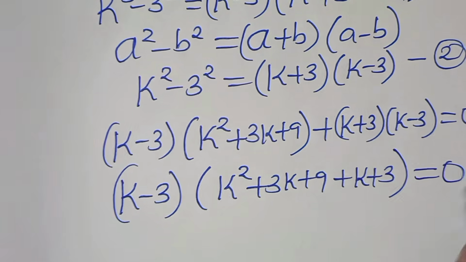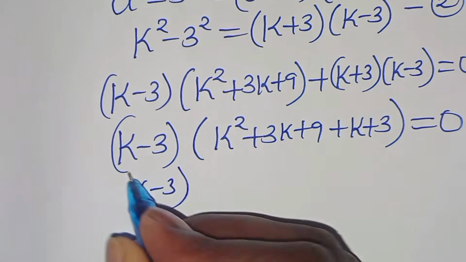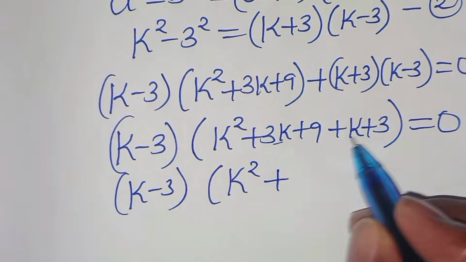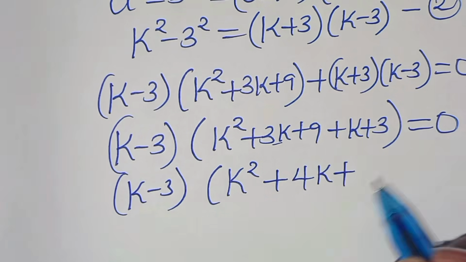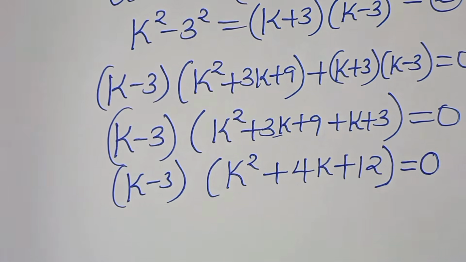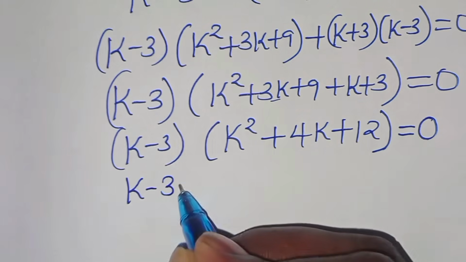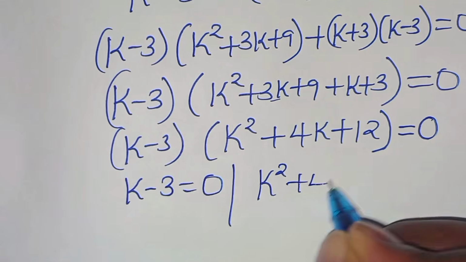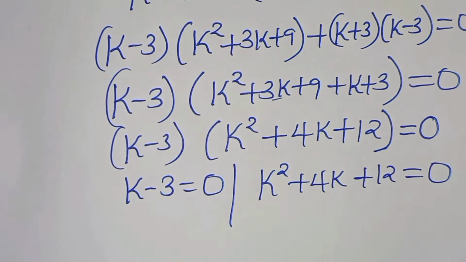This is equal to 0. So this is k minus 3. This is k squared plus 3k plus k. This is 4k, then plus 9 plus 3. This is 12. Close the parenthesis. This is equal to 0. So this is k minus 3. This is equal to 0. Then k squared plus 4k plus 12. This is equal to 0.